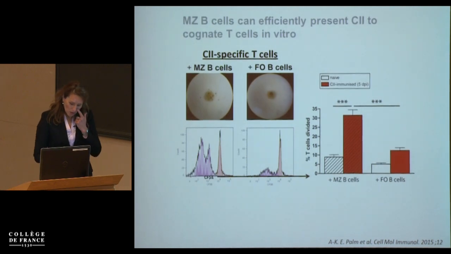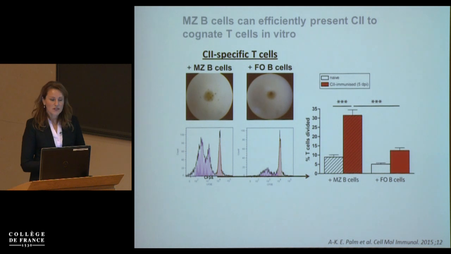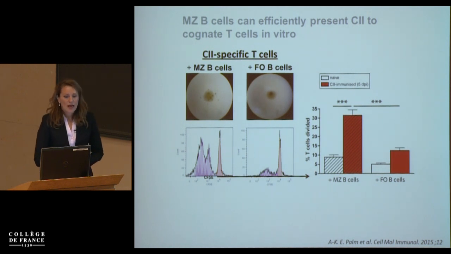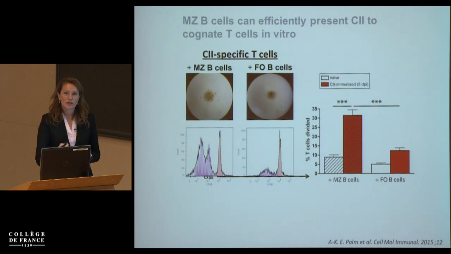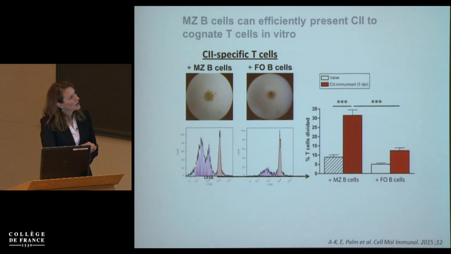So then we also wanted to know, are they efficient to present antigen to T cells? And we took the Marginal zone B cells and the follicular B cells and put them together with these collagen-specific T cells that come from these transgenic mice that I described in the beginning. When you put them together, you can mark the T cells with a color, and then you can follow the division of the T cells. So these cells have not divided, but then when they divide, they lose the color. So there will be a dilution in the color. So this will indicate that the cells are proliferating.